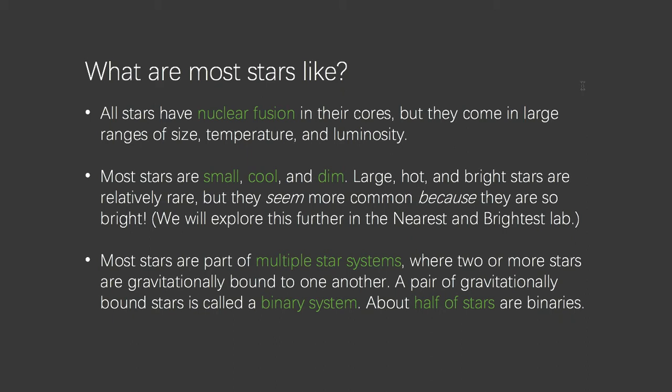Now, the key fact about stars that will be important for this video is that most stars are part of multiple star systems, meaning that they're in orbit around one another. In particular, we're going to think about binary systems where you have two stars orbiting around one another. About half of all stars are in binary systems.